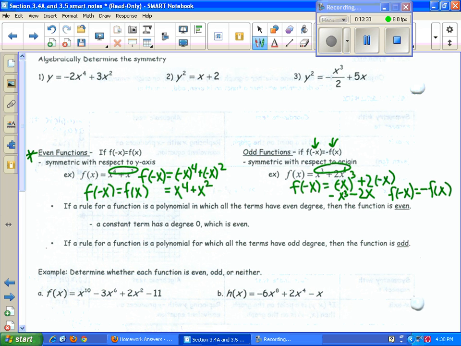So if we look at number 1, what I would do is look at this equation. Look at your powers. Notice your powers are both even numbers. So that means that if I were to replace x with negative x and plug it in, I would get an equivalent equation back out. So if I did y equals negative 2 times negative x to the fourth plus 3 times negative x squared, I get y equals negative 2x to the fourth plus 3x squared, and this is the same thing, which means that this has symmetry with respect to the y-axis.